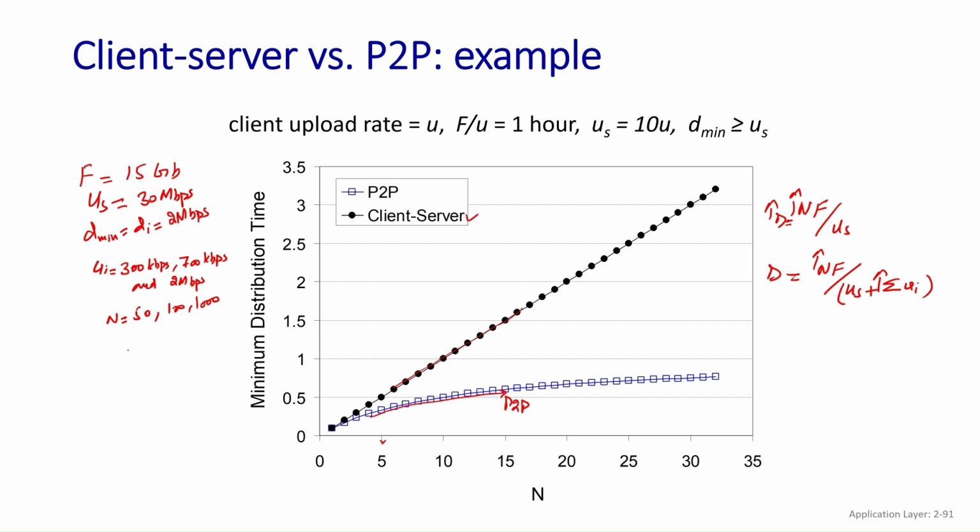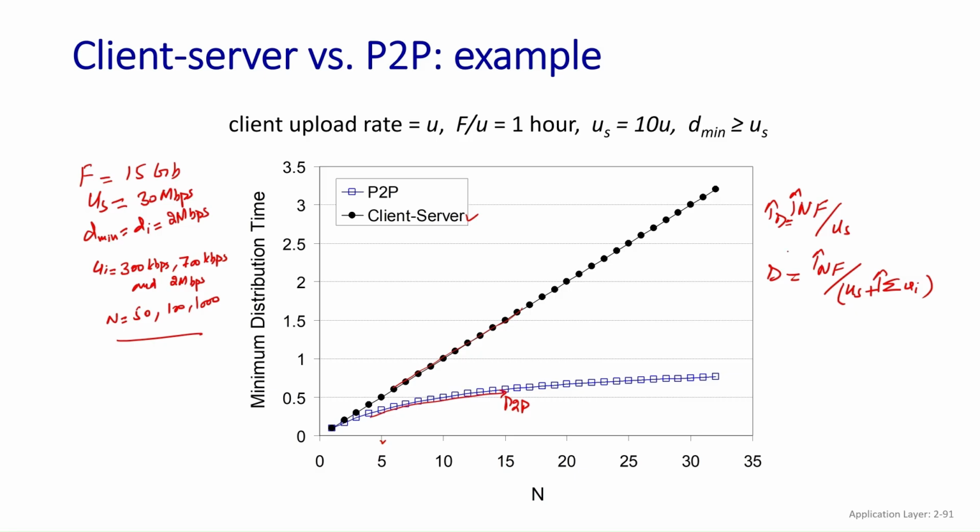What I want you to do is, using these numbers, draw a similar graph and present the file distribution time required in client-server and peer-to-peer applications. Can you do that? Can you try? After the class, take this example and solve it, coming up with a similar graph.